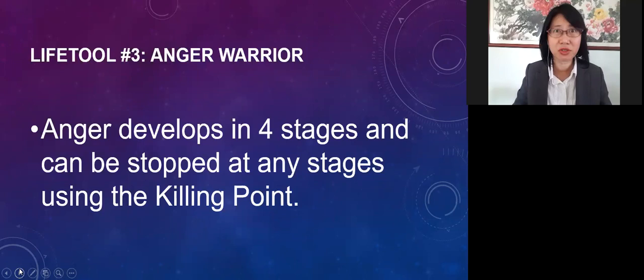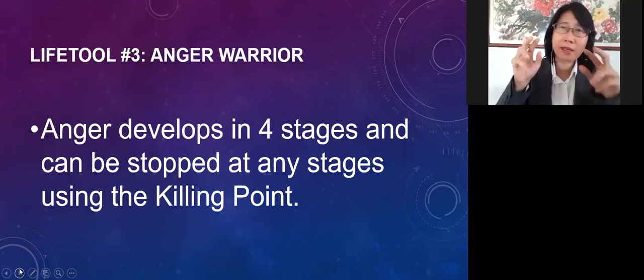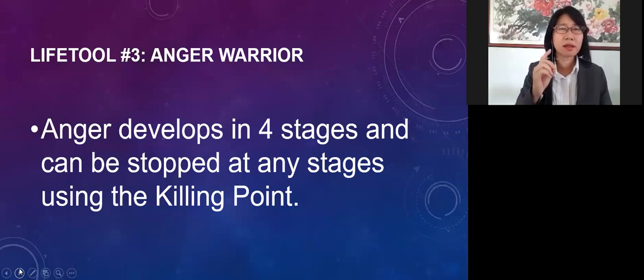All right, for this LifeTool, the main idea here is that we need to understand that the anger develops in 4 stages. And they can be stopped at any stage using the killing point. So what we are going to do now is break the anger into 4 different stages. Once you understand the stages, then we are able to identify the anger before we are being attacked by anger.